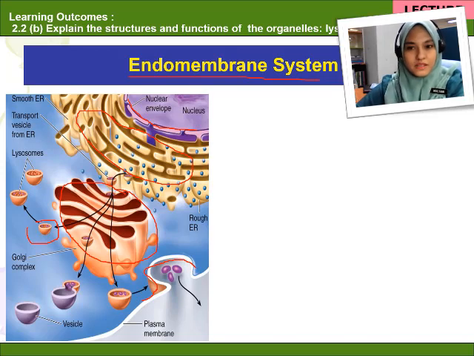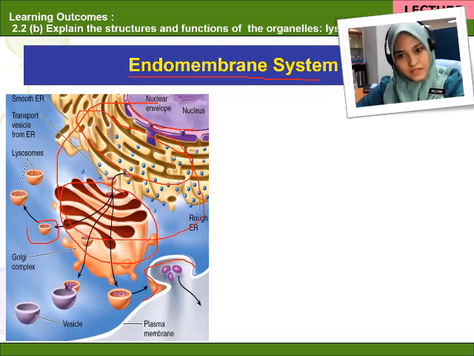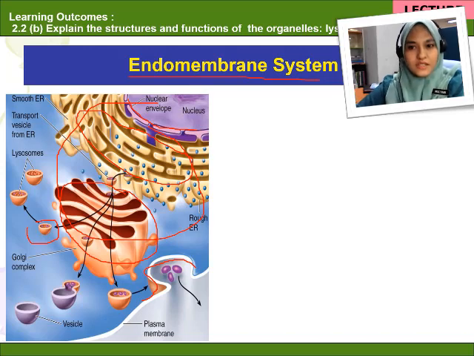The endomembrane system is a group of membranes. Basically it means a group of membranes and organelles in eukaryotic cells that work together to modify, package, and also transport lipids and proteins out of the cell. But this endomembrane system does not include organelles such as what? Such as mitochondria and chloroplast.